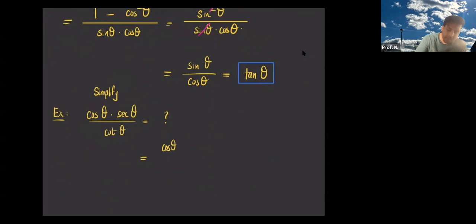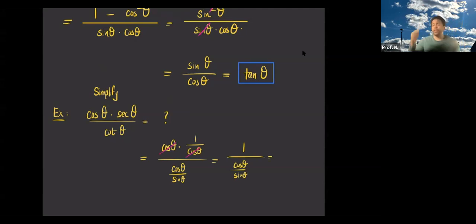So cosine theta, right? I can multiply that by what? 1 over cosine theta, because that's what secant theta is. And then what's cotangent? Cotangent is cosine theta over sine theta. But what's cosine times cosine? Oh, 1 over cosine. The cosine over cosine cancels, and I'm left with 1 over cosine theta sine theta. But what's 1 divided by a fraction? You multiply by the reciprocal. So this is really sine theta over cosine theta. Hey, we just got that last time. Tangent theta.